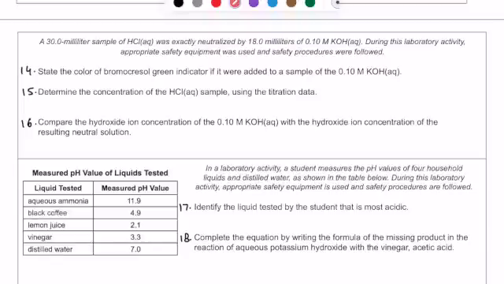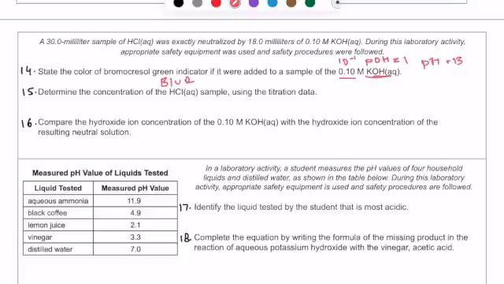State the color of Bromocresol Green indicator if it were added to the sample of the 0.1 molar potassium hydroxide. So the first thing that we want to do here is calculate the pH. So 0.1 molar is actually 10 to the power of -1. So this gives us the pOH because we are looking at a base. So pOH of 1. That means the pH is 13. So Bromocresol Green is actually going to be blue at a pH of 13.